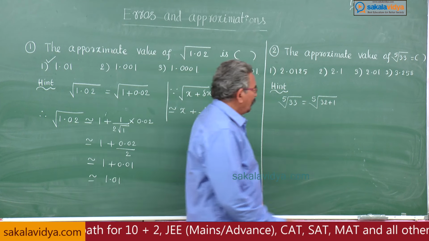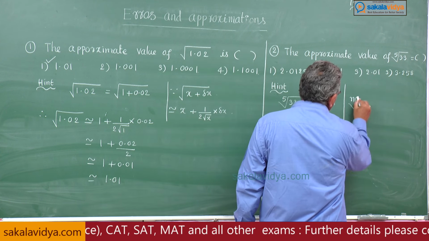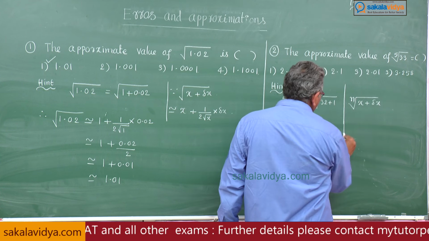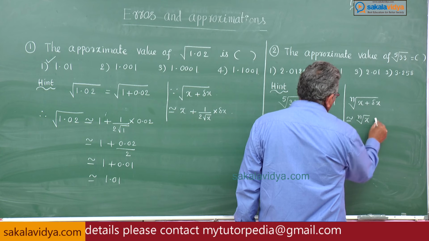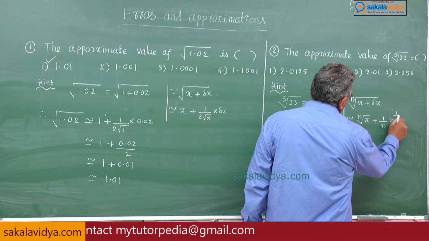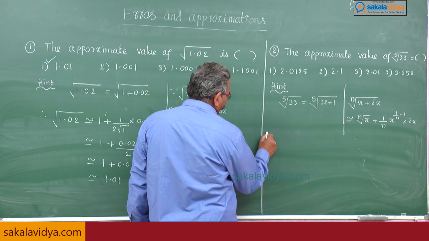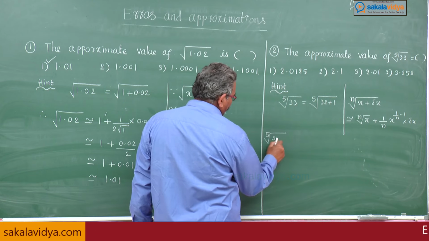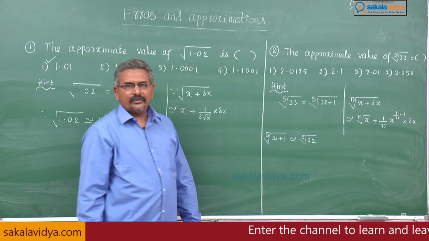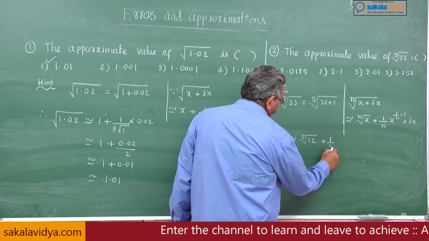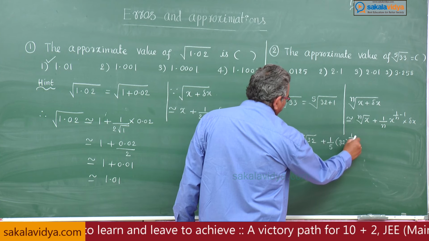So, understood now. So, now we have the formula. What is the formula? The formula is: nth root of x plus delta x approximately equal to nth root x plus 1 by n into x to the power of 1 by n minus 1 into delta x. Here, this fifth root of 32 plus 1 is approximately equal to fifth root 32 plus 1 by 5 into x to the power of 1 by 5 minus 1, where x means 32, into delta x, which is 1.